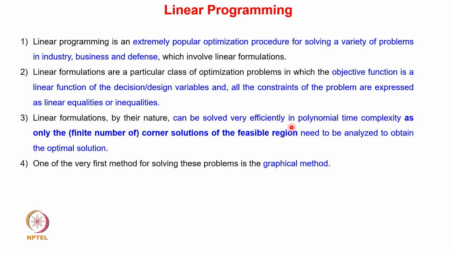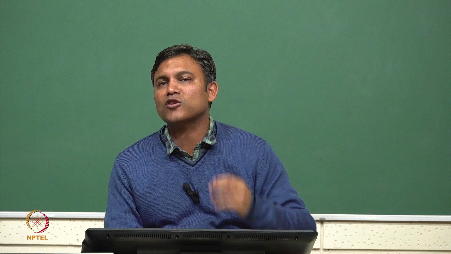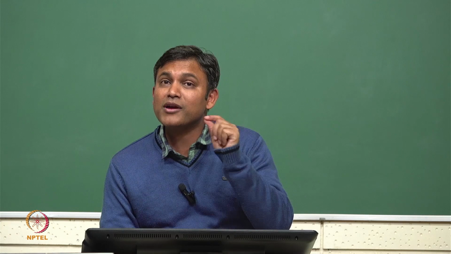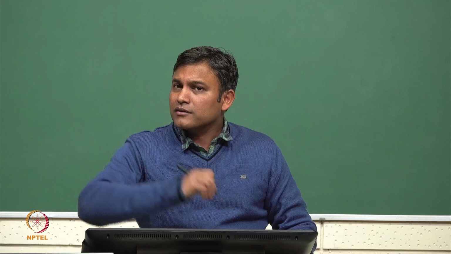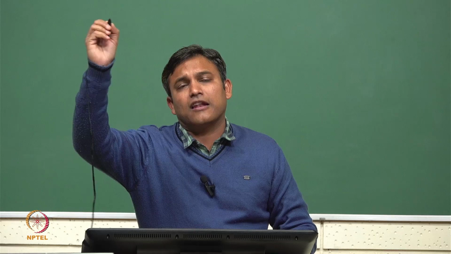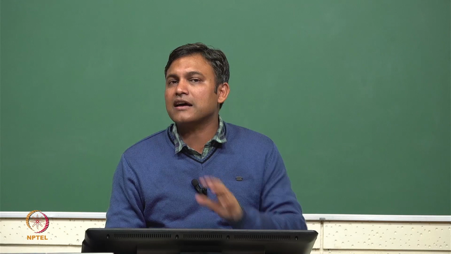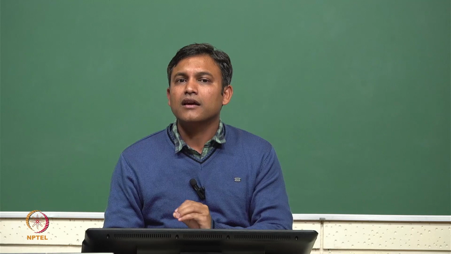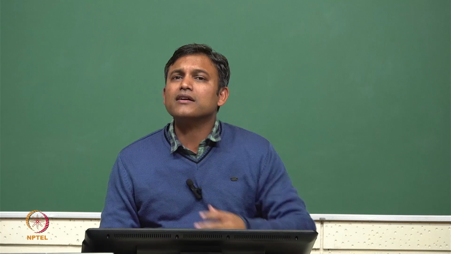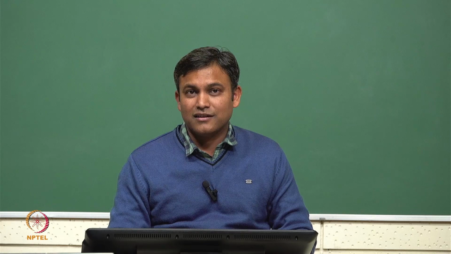So whenever we have a set of linear equations, we can solve them in polynomial time complexity. That means what? If the size of the problem increases, my time of solving is going to increase polynomially. It is not going to be exponential. There are two types of terms that are popular: exponential time complexity and polynomial time complexity. Polynomial time complexity means if the size of the problem increases, then the time required for solving it is going to increase polynomially with size, not exponentially.